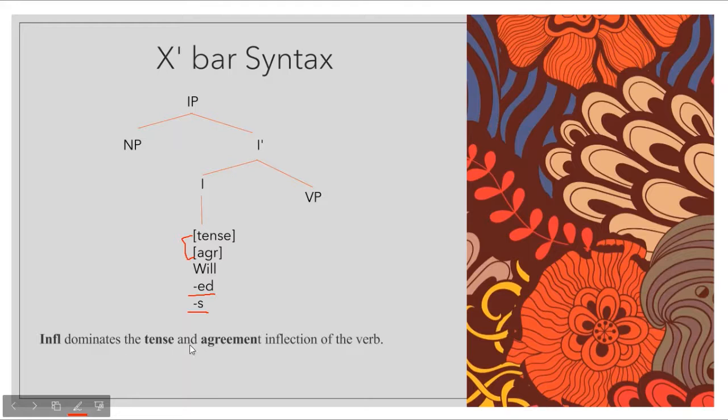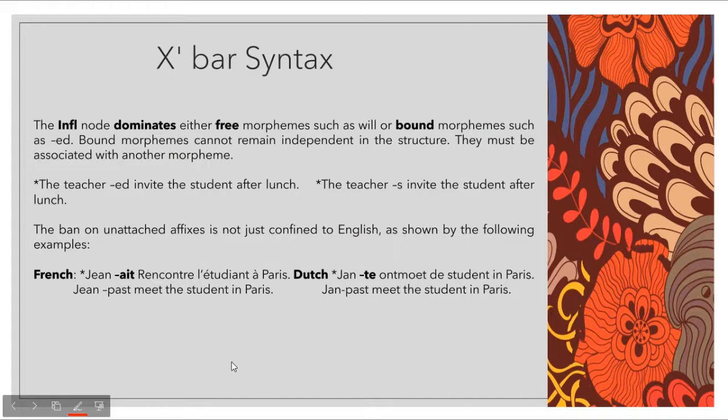Until dominates the tense and agreement inflection of the verb. مهم هادشي اللي قلناه. The until node dominates either free morphemes such as will or bound morphemes such as ed. مهم ما تنساوش هاد الشرطة هادي باش كتبين بلي راه morpheme otherwise راها ما كتبانش بلي morpheme. Okay. Bound morphemes cannot remain independent in this structure. They must be associated with another morpheme.